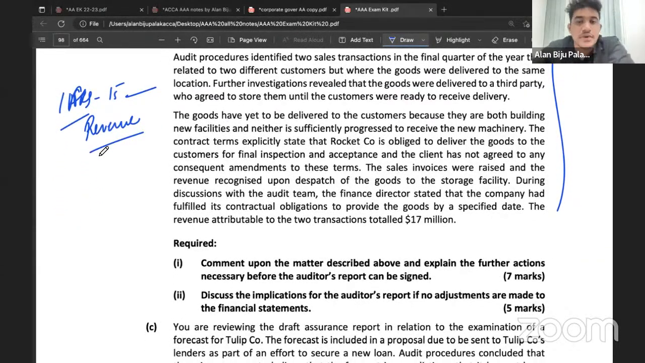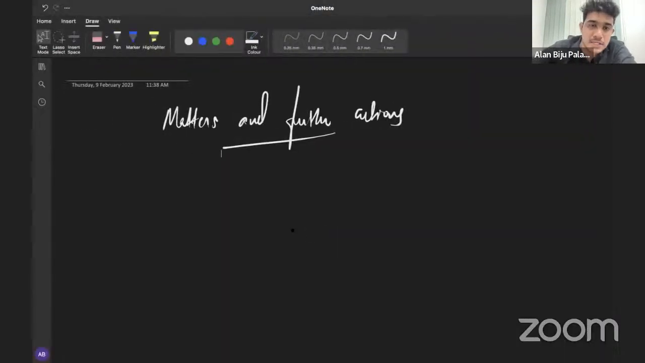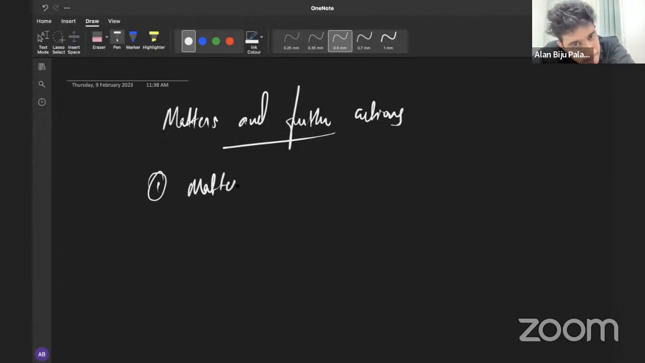So, first of all, the examiner has asked us to comment upon the matters described above, and is asking us to provide further actions necessary before the audit report can be signed. So, first of all, we need to mention the matters that are mentioned in the scenario. When the examiner requests us to provide the matters, the first thing that you need to clearly mention is the materiality.